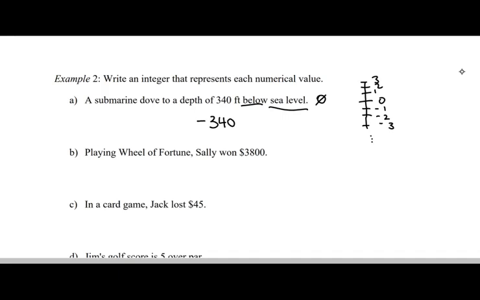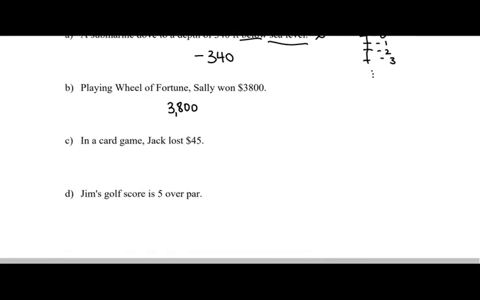Okay. So part B, playing Wheel of Fortune, Sally won 3,800. So the money is coming in to her, so that is just a positive number, 3,800. In a card game, Jack lost 45. So that means money coming out of his pocket. So losses are usually represented by negative numbers. So that's going to be a -45.